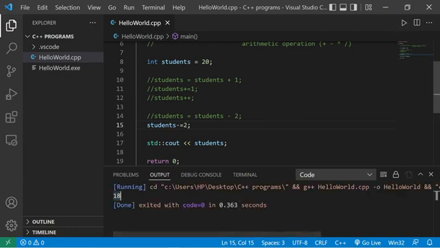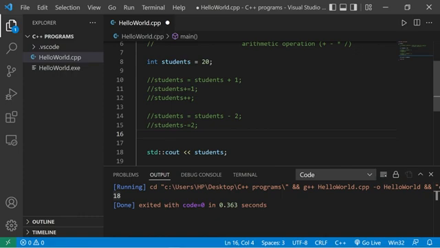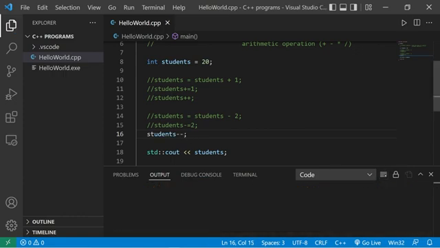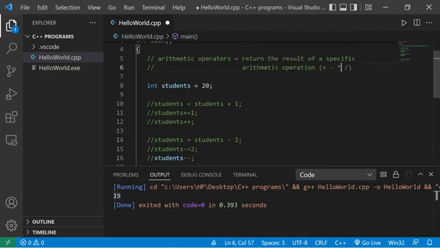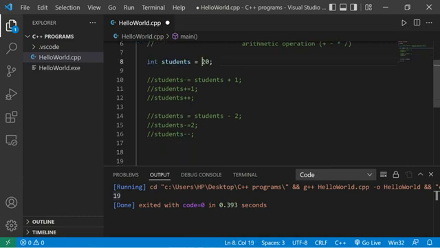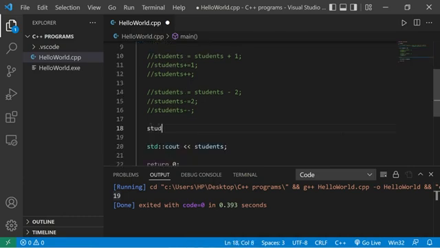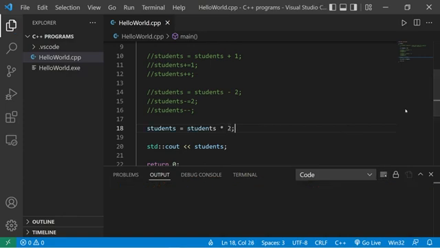There are 18 students. Another option is the decrement operator. If you need to decrement a variable by 1, you would say students minus minus. This only subtracts 1 from a variable. There are 19 students. So that's subtraction. To use multiplication, you use an asterisk. I'm going to double the amount of students that we have. Students equals students times 2.